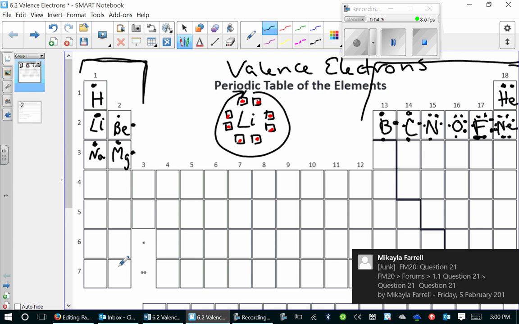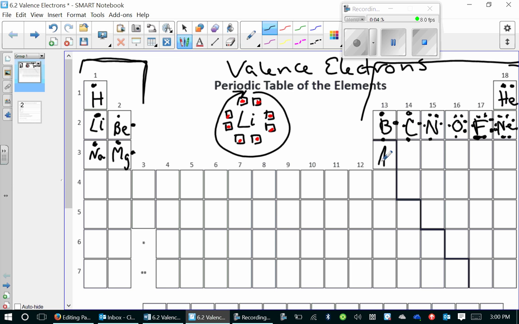Sorry, 13 is aluminum. It will have 3. 1, 2, 3. Everything in this column has 3. So we keep adding on. So I'd like you to fill out this whole periodic table just so you really get a practice of the pattern. Yeah, so just 13 to 18 and 1 and 2.